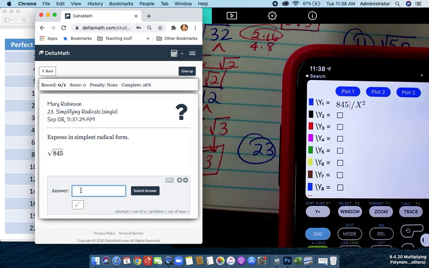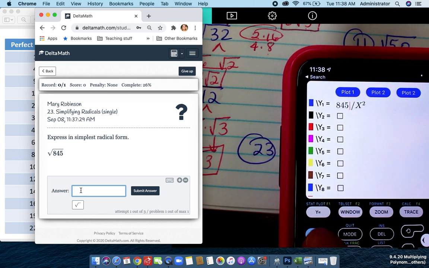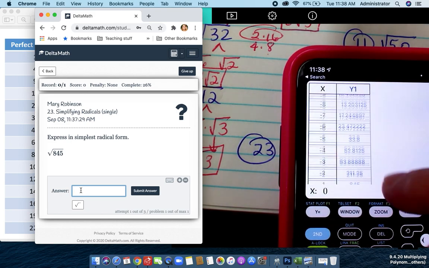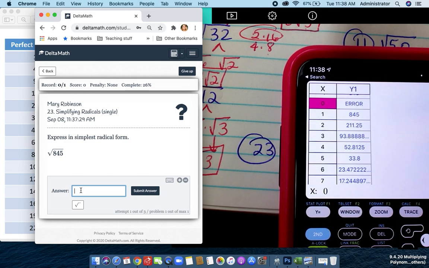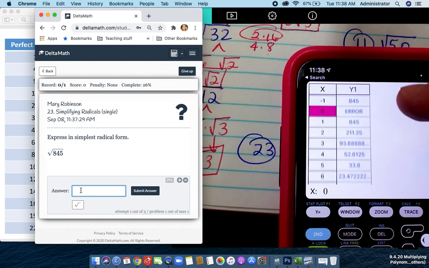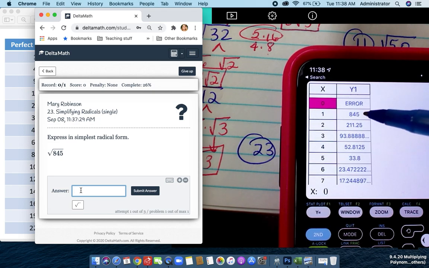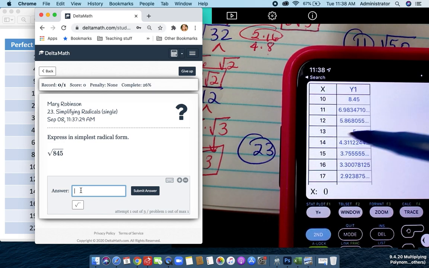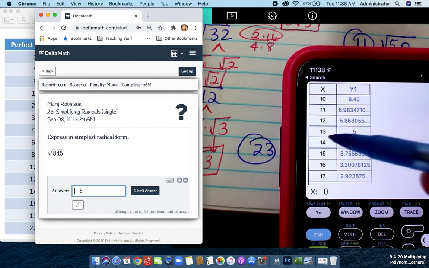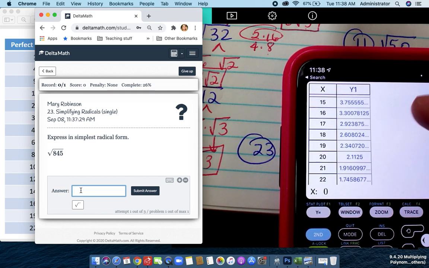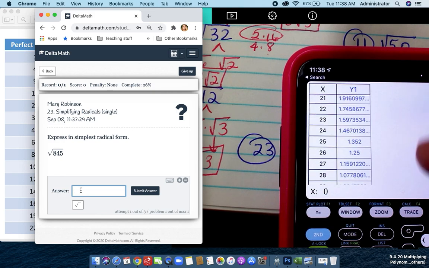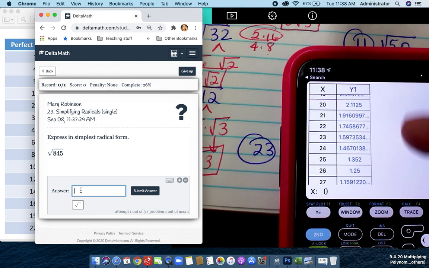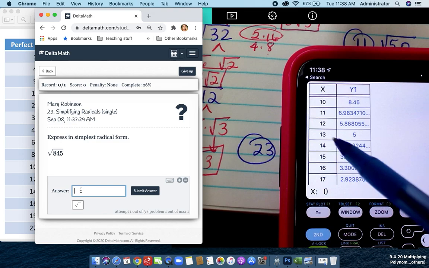If I'm finding again the square root of 845, I can now look at my table, so second graph. My job is to look for the last positive integer ordered pair. I do not need to be looking here in the negatives. It's not helpful. So, 1 and 845 is an integer. 13 and 5. So I'm looking for these positive integers here. Once I get here, everything after that is just decimals. So my last integer ordered pair was right here, 13 and 5.